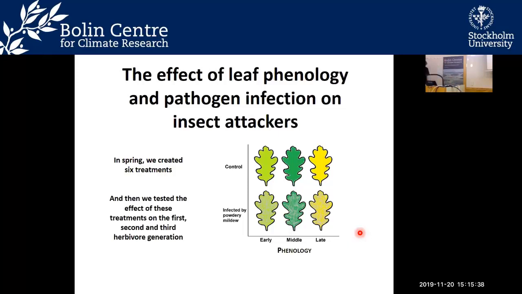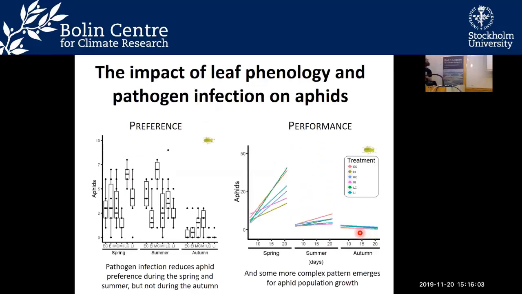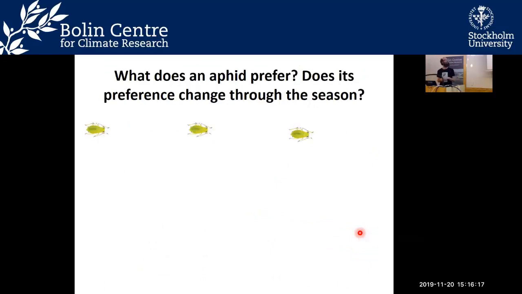And then we tested the effect of these treatments on the first, second, and third herbivore generation. So do herbivores prefer or perform differently on different kinds of plants? And does this differ between their different generations? When I prepared to talk, I realized this is getting very complex to explain. So Alvaro sent me this graph, and I thought I'll never manage to talk through that whole graph in this presentation. So I thought I'll just focus on one very small subset question.